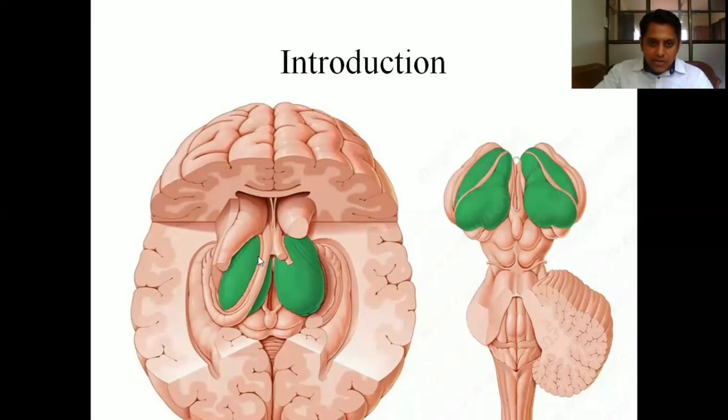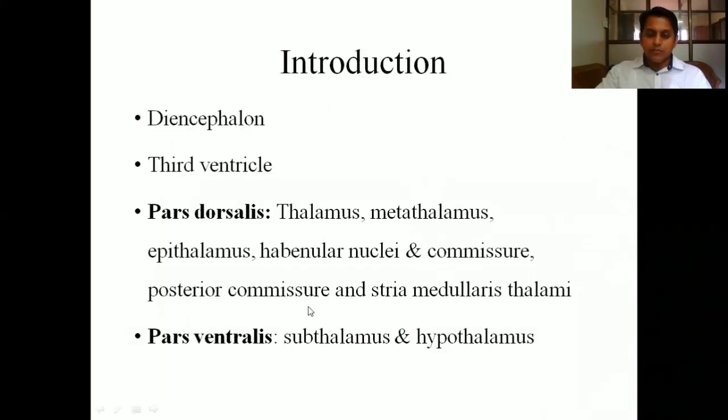The same is represented here. Here you can see this is a thalamus side, and the cavity right between is the third ventricular cavity. This is the epithalamus, superior and inferior colliculus, the part of midbrain. Okay, so I said about the pars dorsalis.